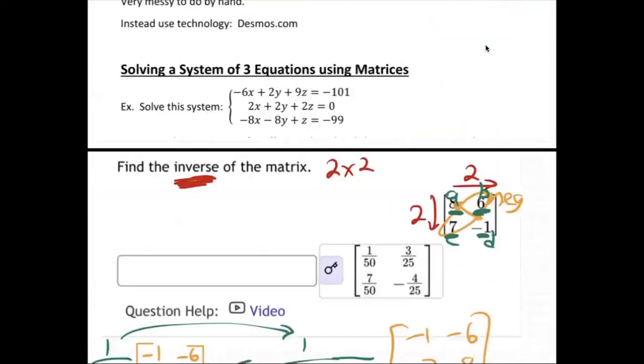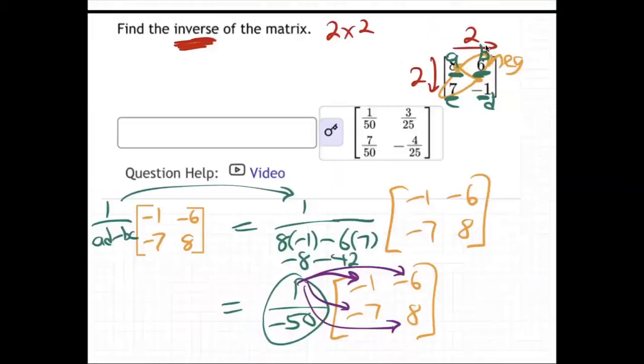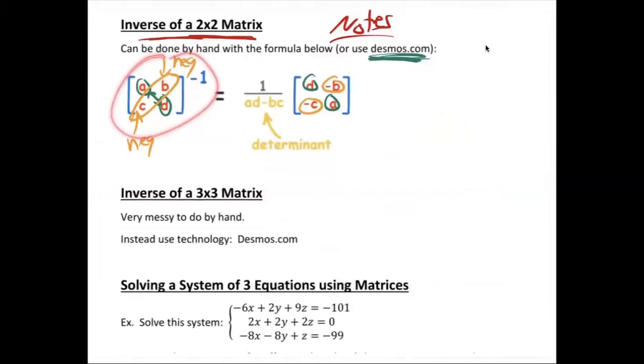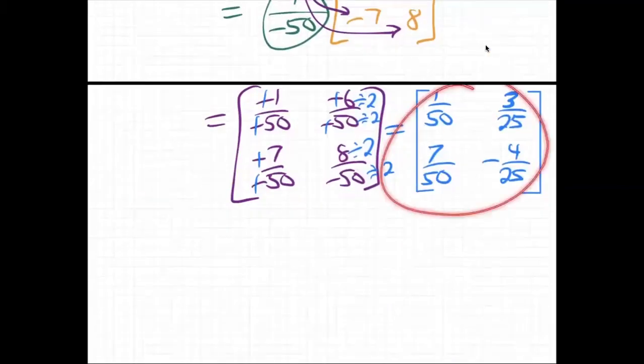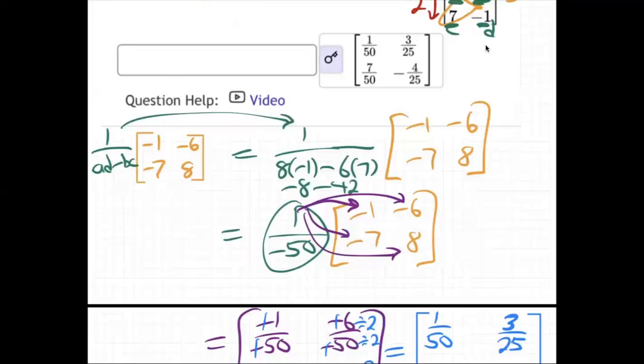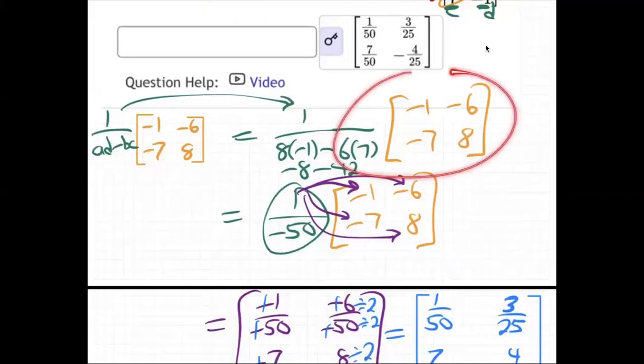So again, the by hand method, we got to use this formula from the notes, which says you basically switch this diagonal, D and A, negate the other diagonal, change the sign of that, and then put this fraction in the front, 1 over AD minus BC, and multiply them all by it. It's kind of a pain. But there it is. That's the inverse. That's the opposite of this original matrix.